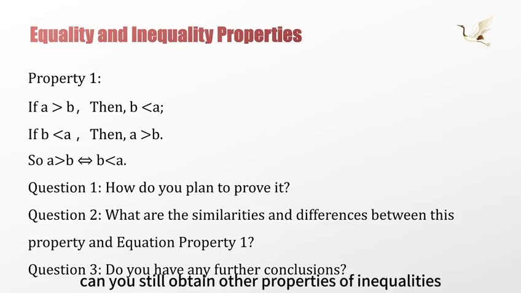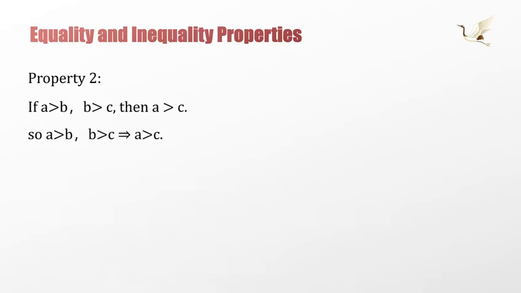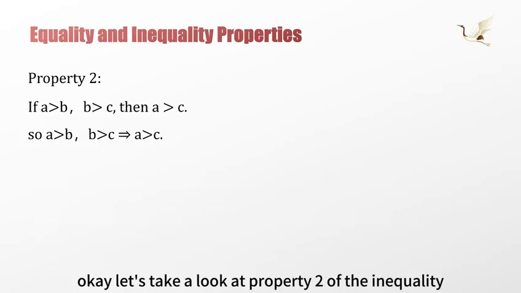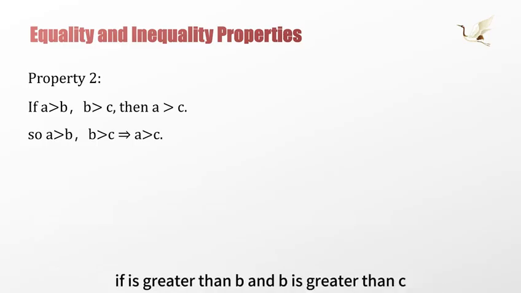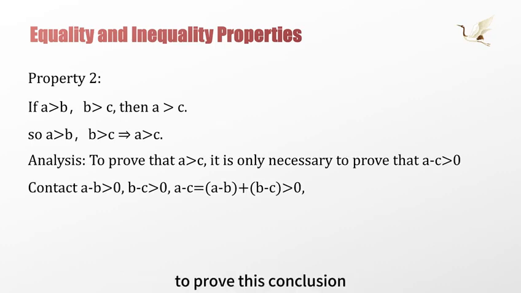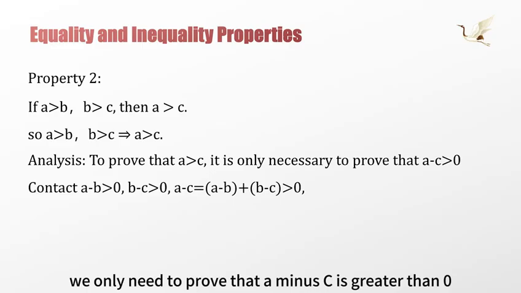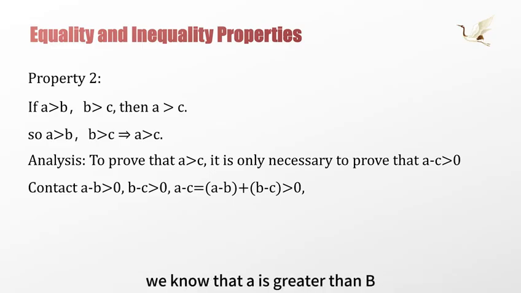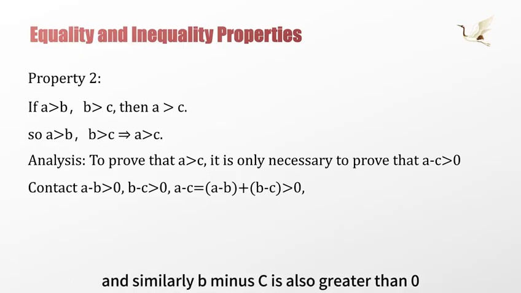Can you still obtain other properties of inequalities now? Okay, let's take a look at property 2 of the inequality. If A is greater than B and B is greater than C, then A is greater than C. To prove this conclusion, we only need to prove that A minus C is greater than 0. We know that A is greater than B, so A minus B is greater than 0, and similarly, B minus C is also greater than 0.